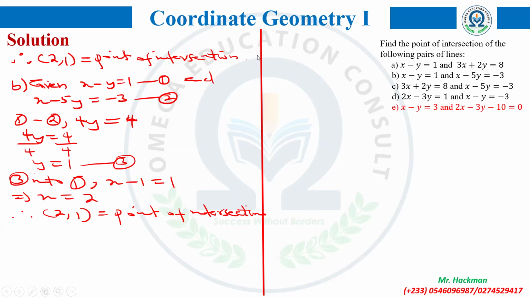Okay, Mr. Hackman, please, yesterday, did you receive my message? Your message? Oh, yes, you are talking about yesterday's message. Please, let's restrict ourselves to this. If it's related to this, fine. But if it's not related, then we can shelve it for another time.